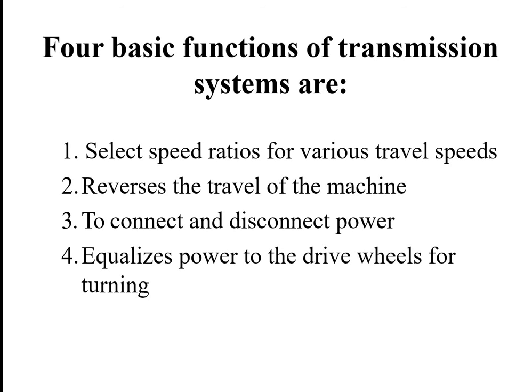Four basic functions of the transmission system are: first, select the speed ratio for various travel speeds; reverse the travel of the machine; connect or disconnect the power; or equalize the power to the drive wheels for turning.